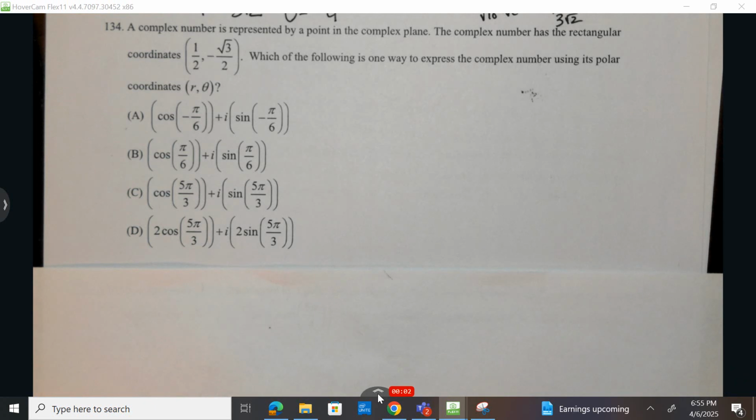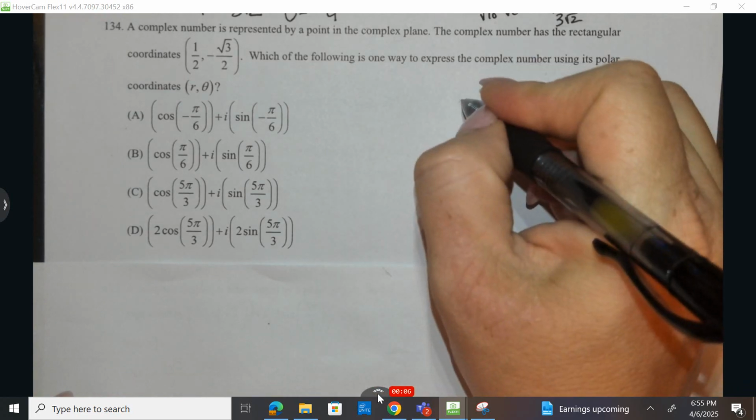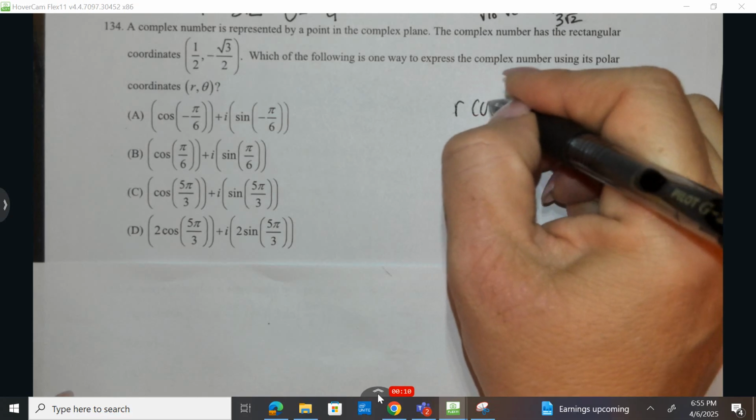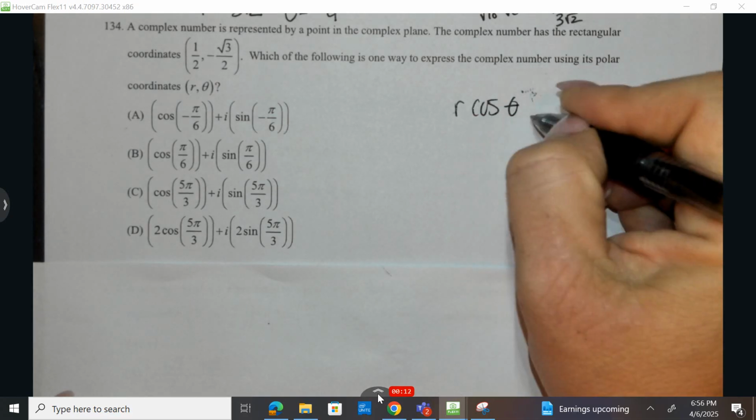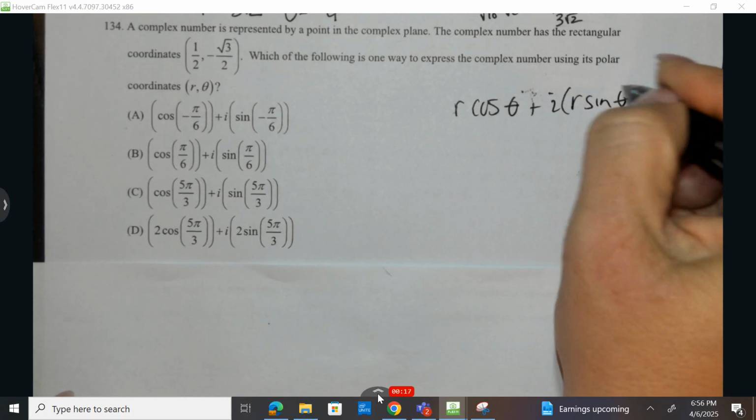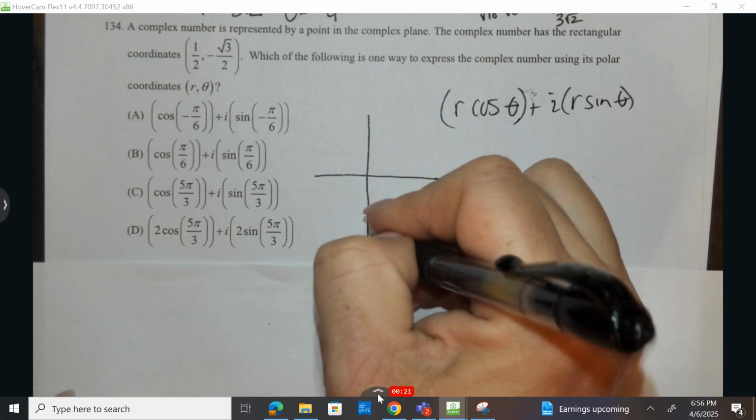With a sound understanding of the unit circle, I think we can make this a little bit easier. So I am going to go ahead and write down r cosine theta plus i times r sine of theta. All right, I'm going to find where this point would land.